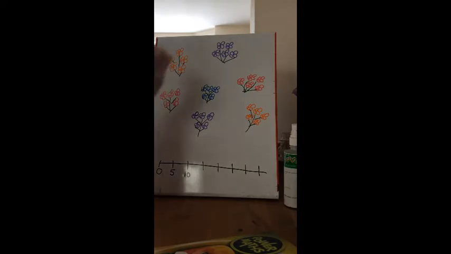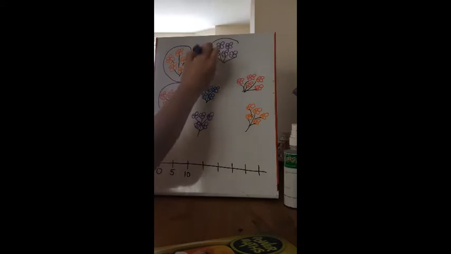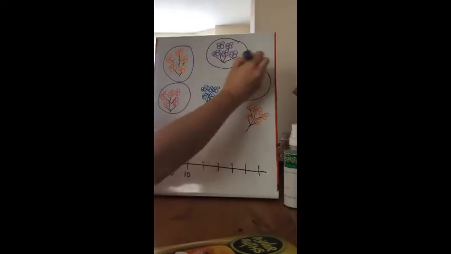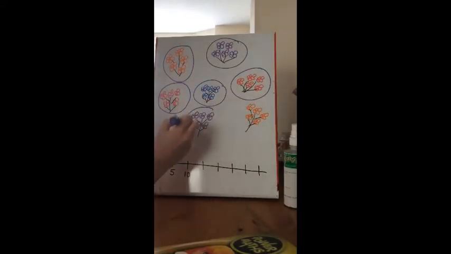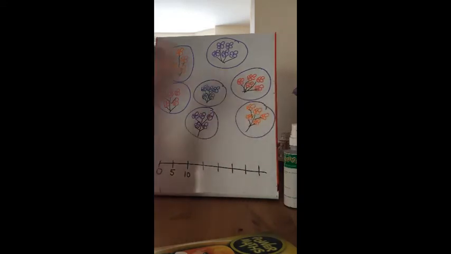Let's double check. Are you ready? 1, 2, 3, 4, 5, 6, 7. 7 bunches of flowers. Now, how many have we got in each bunch? Let's count. 1, 2, 3, 4, 5. So we've got 7 bunches and 5 in each.